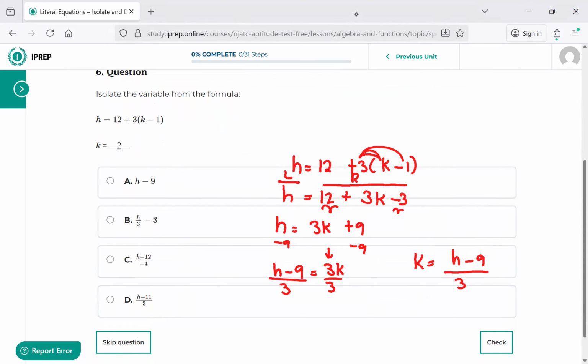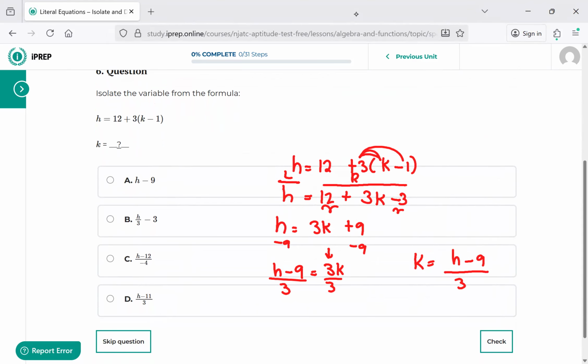Wait, I don't see our answer. You don't see our answers because they simplified it a bit more. You see this horizontal line? It's all over 3. So what that means is you're dividing h by 3 and that -3 by 3. So this is equivalent to saying h over 3 and then -9 over 3. And when you simplify that, h over 3 stays h over 3, and -9 divided by 3 is -3. So that concludes our answer is B.